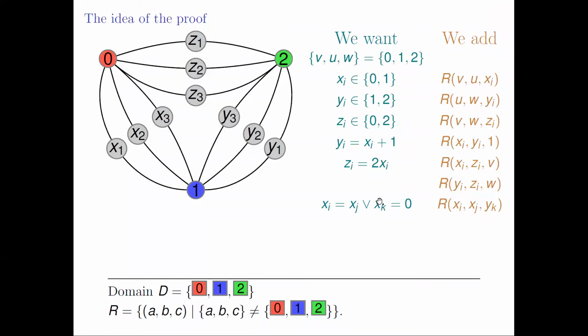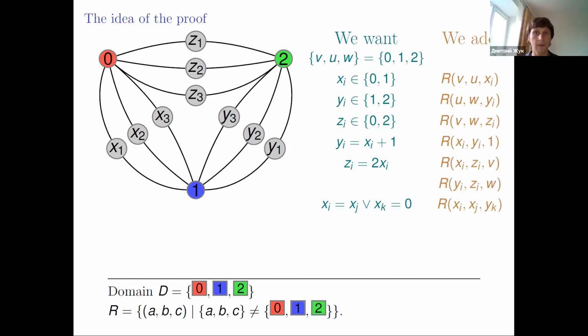But wait a bit. So your arithmetic, addition and multiplication, is modular 3 or? No, since they are just values, you see, xi is 0 or 1, and yi is 1 or 2. So it's just normal addition. You're right, it's normal addition.